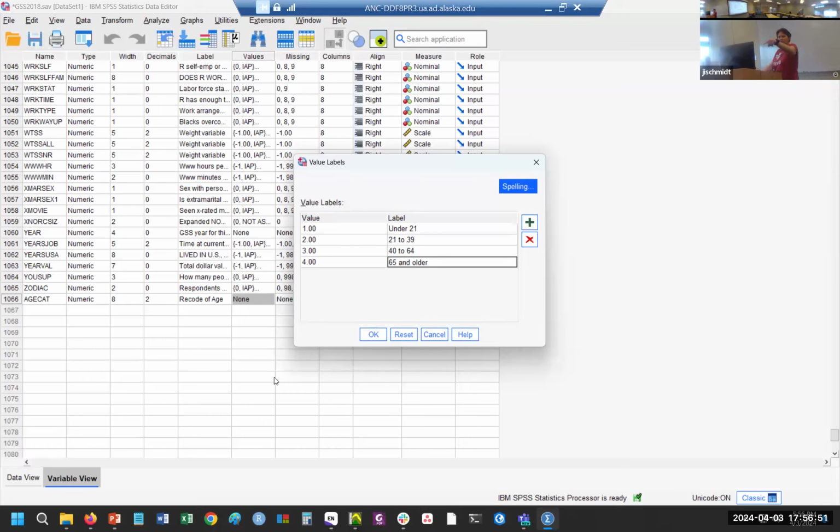So you clicked OK, David, right? Yep. And now go to the variable view and down to the bottom of the table, HCAT. HCAT, and then go over to values and click on it, and you'll see these three dots come up here.